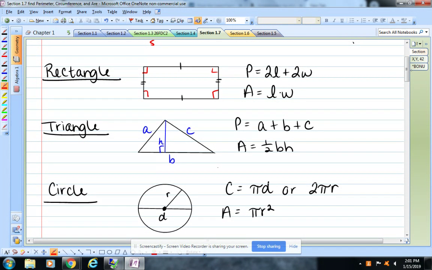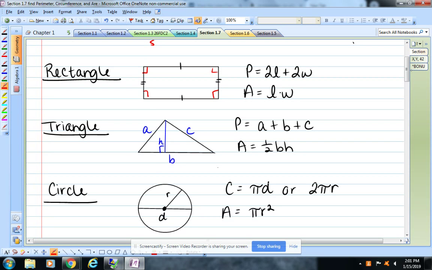Now, how are these 2 things the same thing? Right, the radius is half of the diameter. So if you double the radius, you get a diameter, don't you? Because the radius is from the center of the circle to the outside edge. The diameter goes all the way through the center and cuts the circle in half. And the area of a circle is pi times the radius squared.